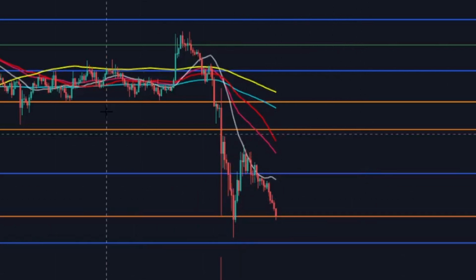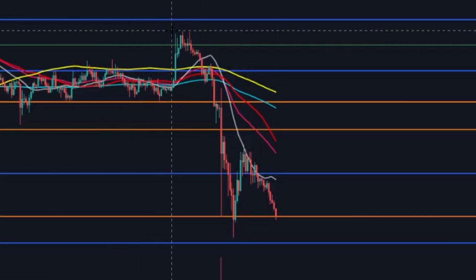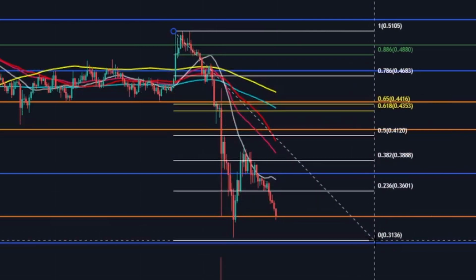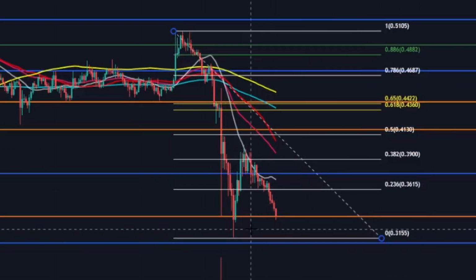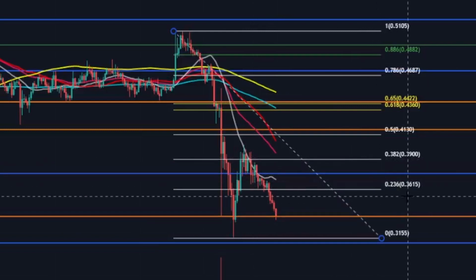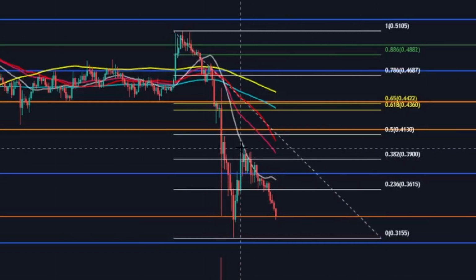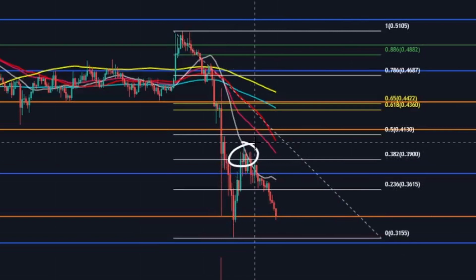Now, if you're looking for areas to potentially open shorts, you want to pull it from a swing high, which in this case would be up here, down to the swing low, which you can see is right down here at about 31.5 cents. And you're looking for areas that the coin might pump to before getting a rejection. So for example, you can see XRP found a rejection here at around the 382 of that swing high to swing low.